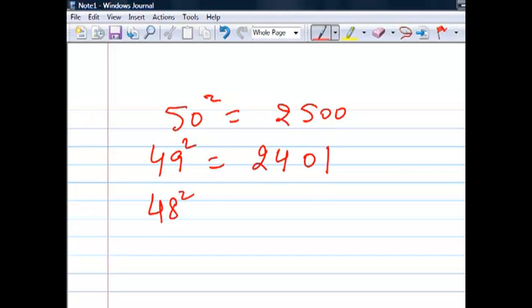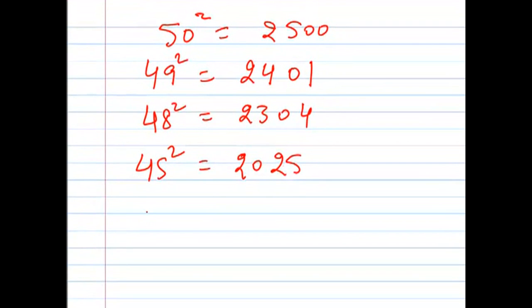Similarly, 48 squared will be subtracting 2 from 25, that is 23, and 2 squared is 4, so 2304. If I have to do 45 squared, I will subtract 5 from 25, that is 20, and take the square of 5, that is 25, that will be 2025. 41 squared will be 25 minus 9, that will be 16, and 9 squared is 81, so 1681.